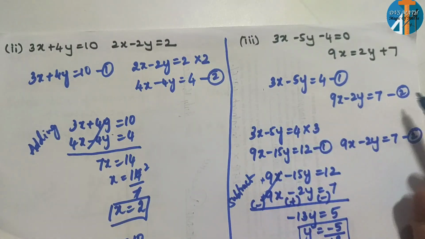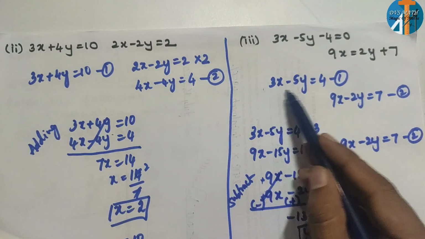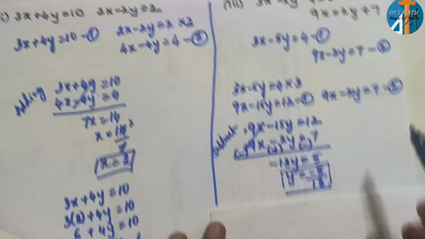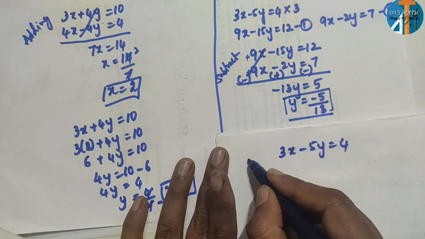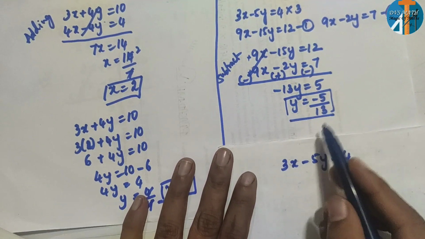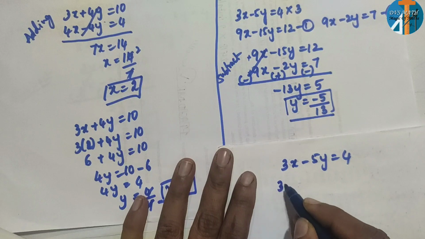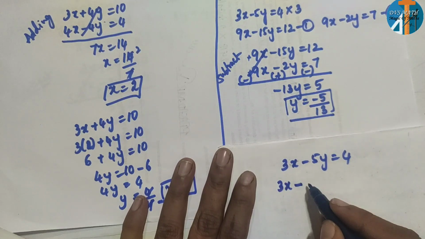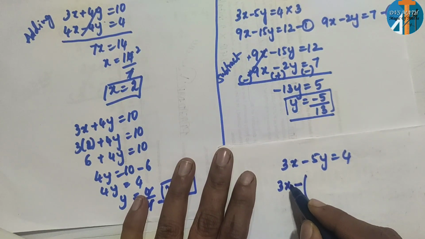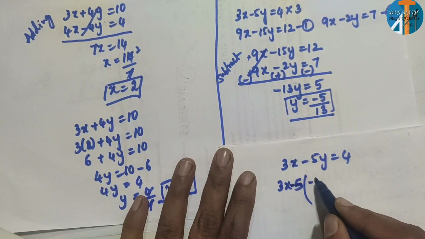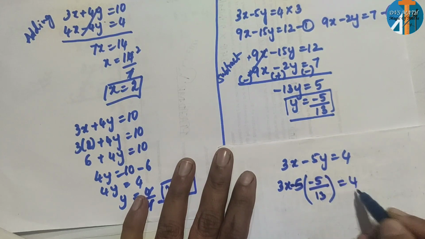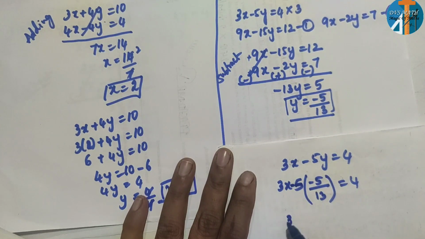Consider either of these equations, any one. Let us take 3x minus 5y is equal to 4, equation 1. Now we have to substitute the y value. So 3x stays as it is, the minus stays as it is, and the 5 stays as it is. In place of y, it is minus 5 by 13 is equal to 4. Minus into minus is plus. So 3x plus 5 5s are 25 by 13 is equal to 4.